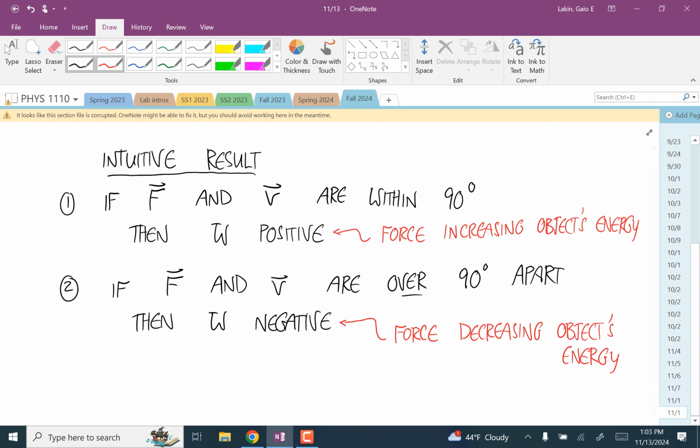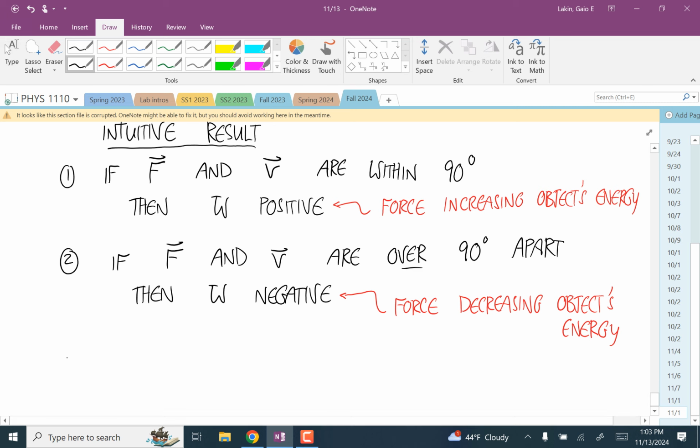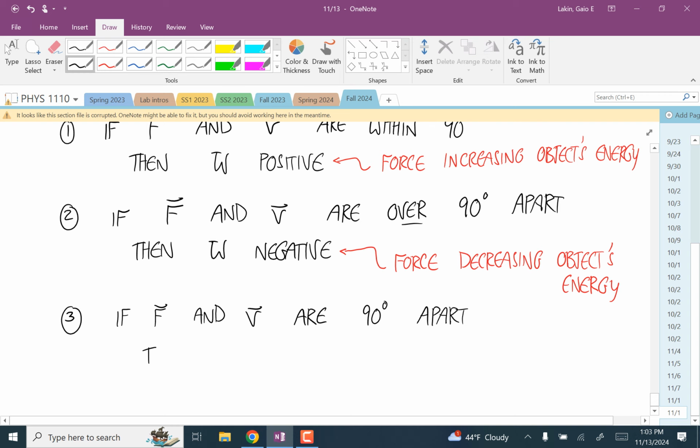Well, there's only one case that isn't included in these two. Which one is that? If the force and the velocity vector are exactly perpendicular to each other, exactly 90 degrees apart, then the work is equal to 0.